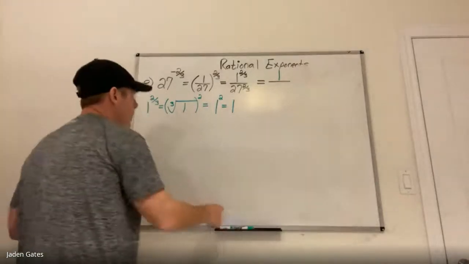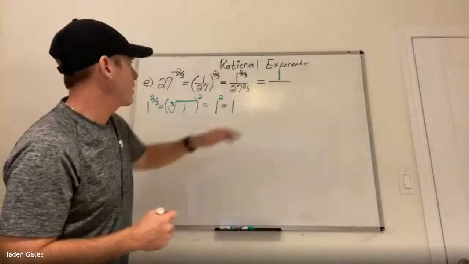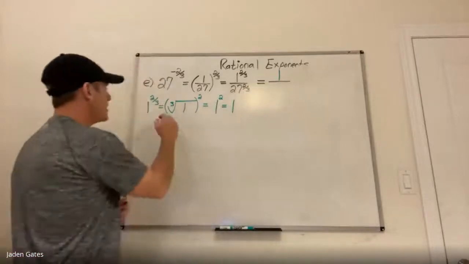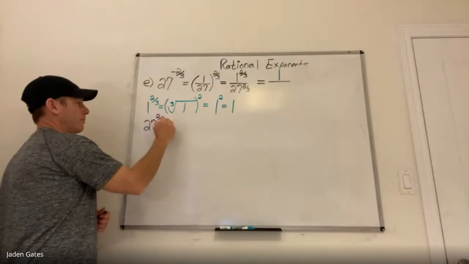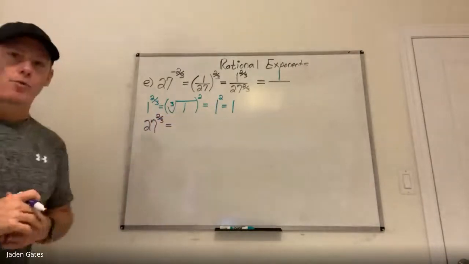All right, now, I go over and do my denominator here, where I have 27 to the 2/3. All right, and again, I'm going to write it in radical form.